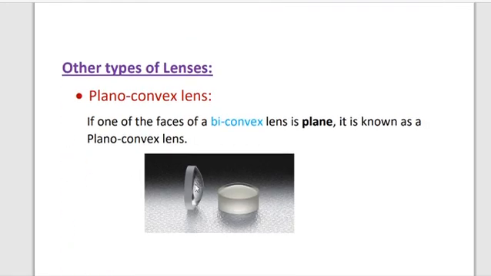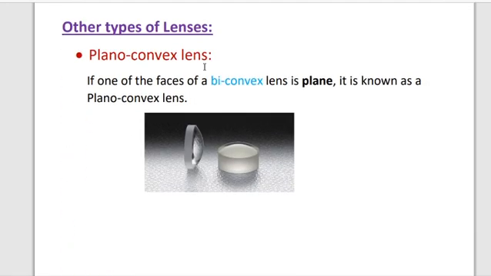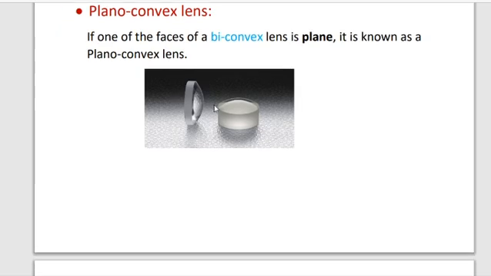Then go to the other types of lenses. Plano-convex lens. If one of the faces of a biconvex lens is plane, one is flat, and how is the other? Convex. Convex means it is outwardly curved. Here, you see the refractive surface. This is outwardly curved. This is plane. It is known as a plano-convex lens.